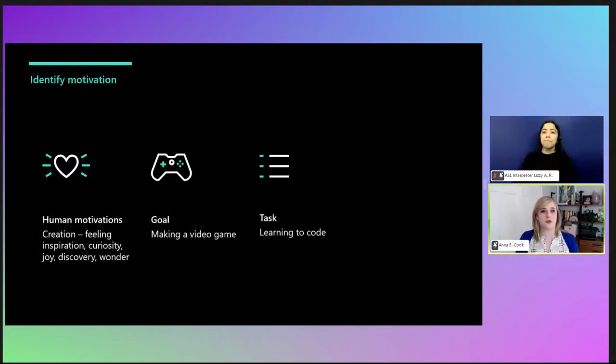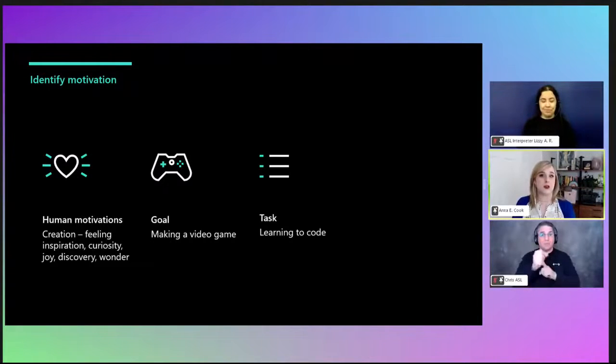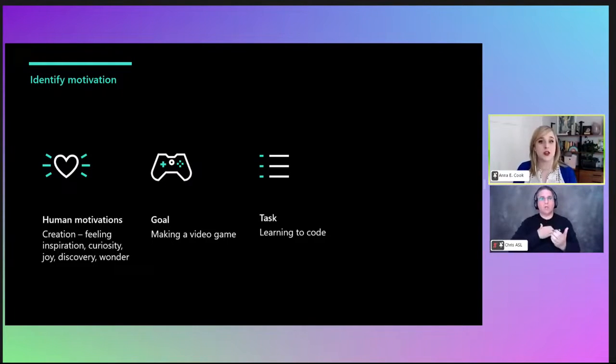Now, in this situation, our motivation is a desire for creation. We want to inspire feelings of curiosity, joy, discovery, and wonder. Our goal in this situation is making a video game, and our task would be learning to code.